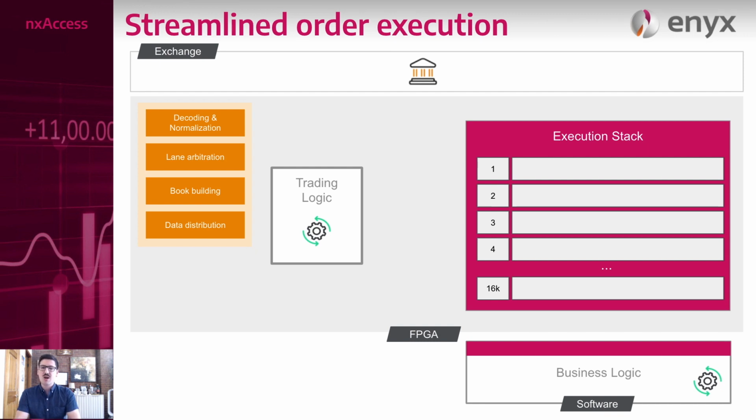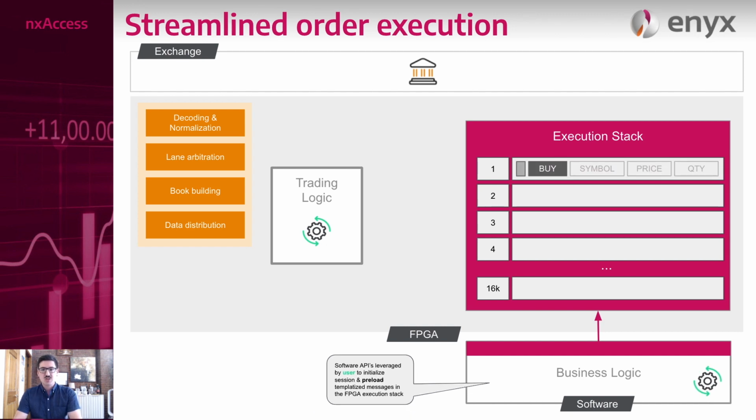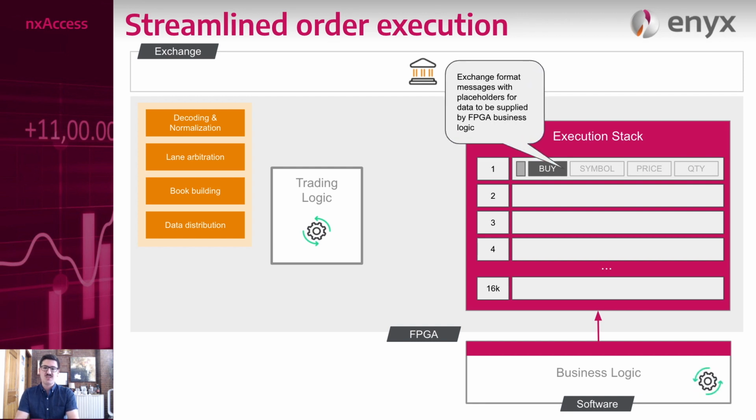And at the bottom of your screen, you have your software application using our execution API, which is that little purple bar. So the first thing that you will do running your application is using the API to preload orders or a template of orders directly within the FPGA. So the idea is to make sure that you can have a lot of them, up to 16,000. And in this example, we're just going to preload 3.